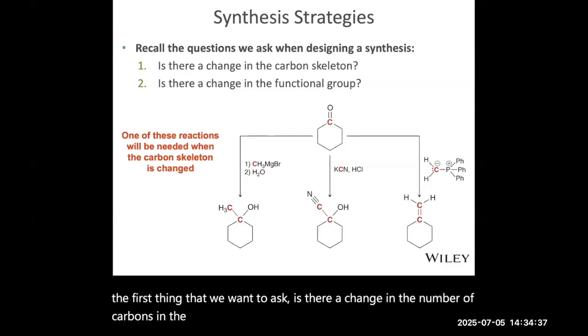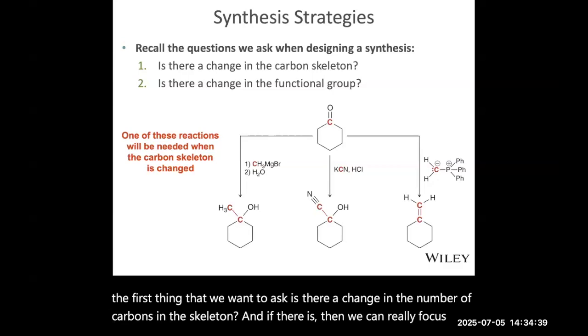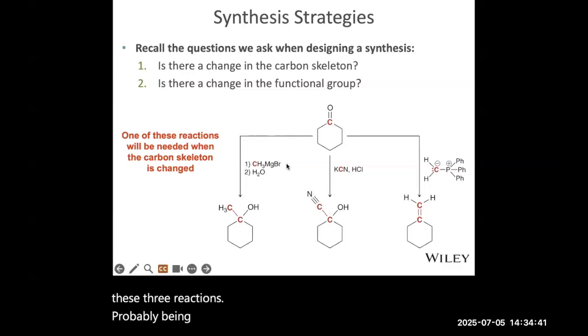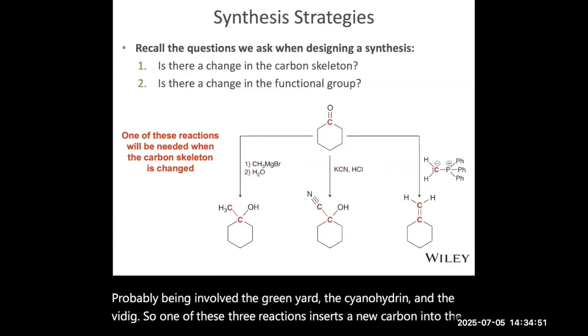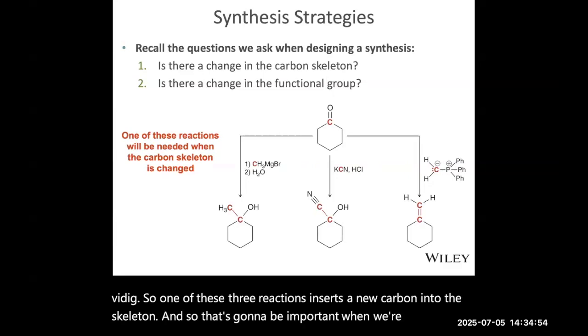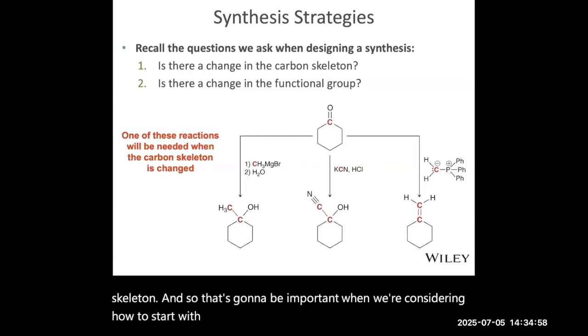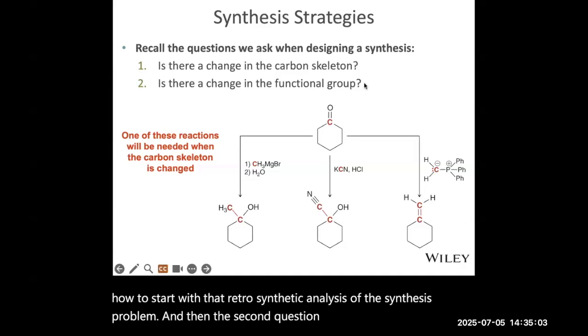And if there is, then we can really focus on these three reactions probably being involved: the Grignard, the cyanohydrin, and the Wittig. So one of these three reactions inserts a new carbon into the skeleton. And so that's going to be important when we're considering how to start with that retrosynthetic analysis of the synthesis problem. And then the second question, is there a change in functional group?